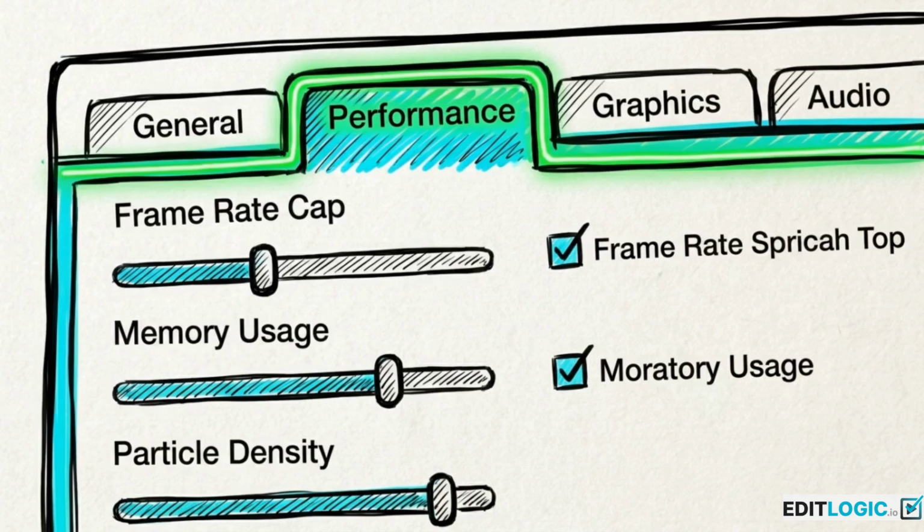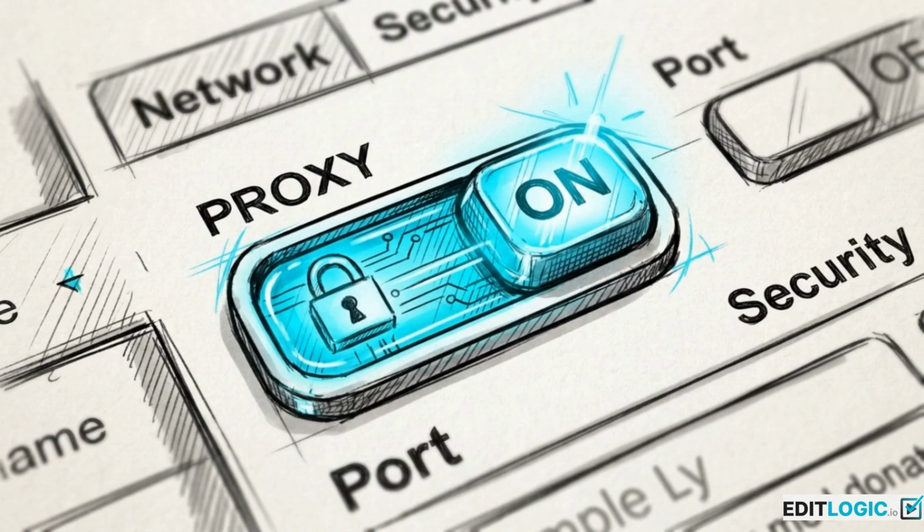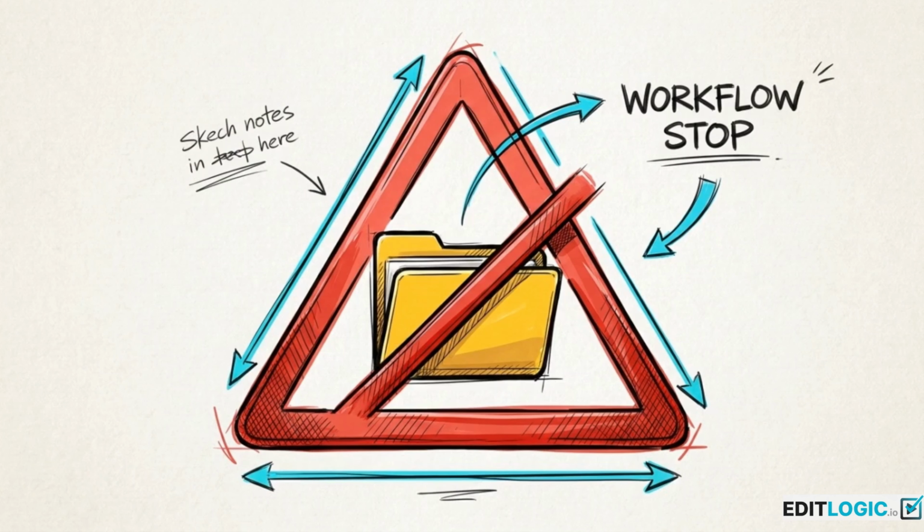Navigate to your Settings menu and click into the Performance tab. Inside the Performance menu, find the toggle labeled Proxy or Proxy Mode and turn it on. This specific sequence is vital. You must activate this toggle before you import any footage into your project.